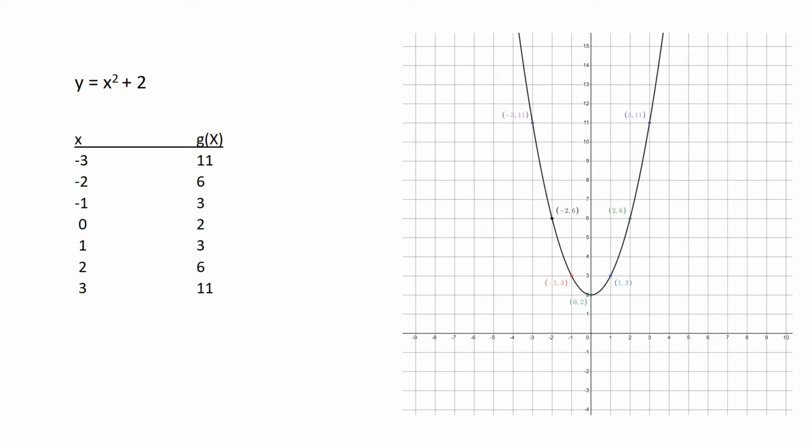Now this slide is very similar to the previous one, another parabola here. But you'll notice the equation is slightly different. y equals x squared plus 2. That's the same shape. But that plus 2, you can see right here, what's happening is it moves it up 2.